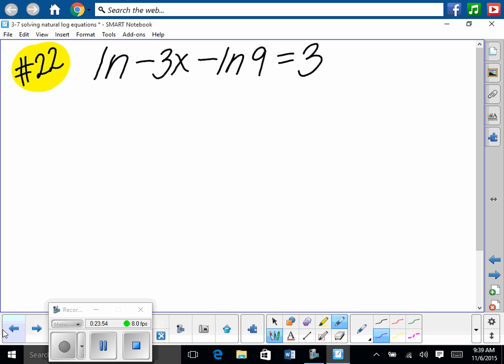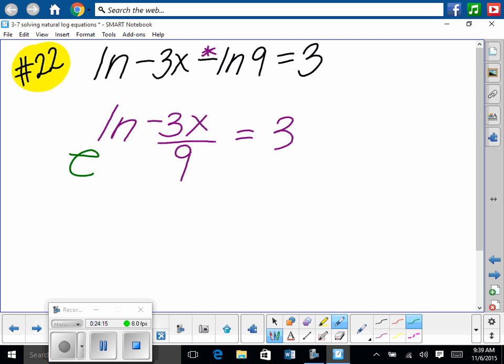First things first, combine these using properties of logs. So I ask you to solve, you'll combine it using properties of logs. So we're going to have the ln of negative 3x, then what? Good, divided by 9. Because we are subtracting, we divide. So divided by 9, that's equal to 3. Now this one's very important. Everybody stay with me, because I'm doing this one for a reason. How do we undo ln? We take e to both sides. ln and e cancel out. We have negative 3x over 9 is equal to e to the third power.